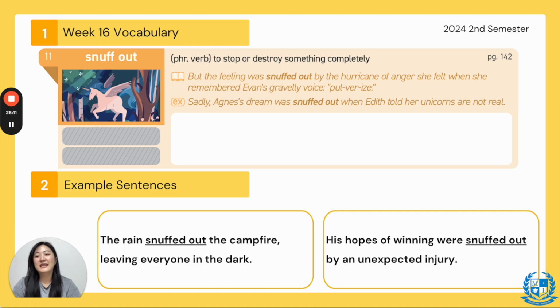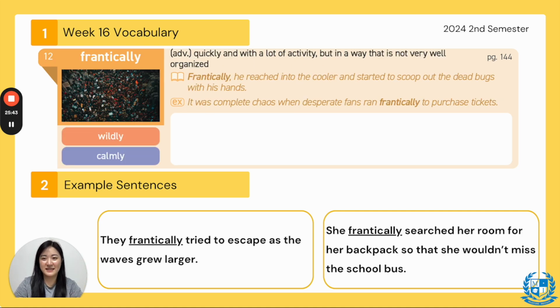Let's look here. It says, the rain snuffed out the campfire, leaving everyone in the dark. This is more of a literal sense, right? We had a fire, but then the rain, it snuffed out. No more fire. Next one, it says, his hopes of winning were snuffed out by an unexpected injury. So maybe he was trying to win the race, trying to go and finish first place, but then he got hurt, and that idea was snuffed out. It was destroyed.